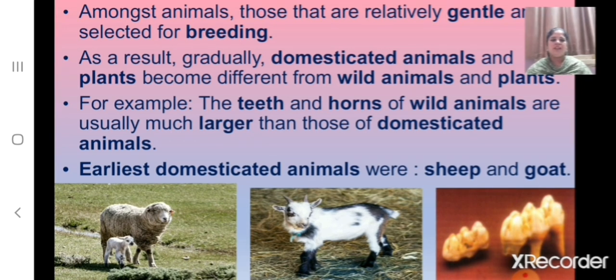For example, the teeth and horns of wild animals are usually much larger than those of domesticated animals. Children, here in this picture we can see a set of two teeth. One belongs to the wild pig, and the other belongs to the domesticated pig. The tooth towards the right side belongs to the wild pig, and the tooth towards the left side belongs to the domesticated pig. Children, which were the earliest domesticated animals? The earliest domesticated animals were sheep and goat.